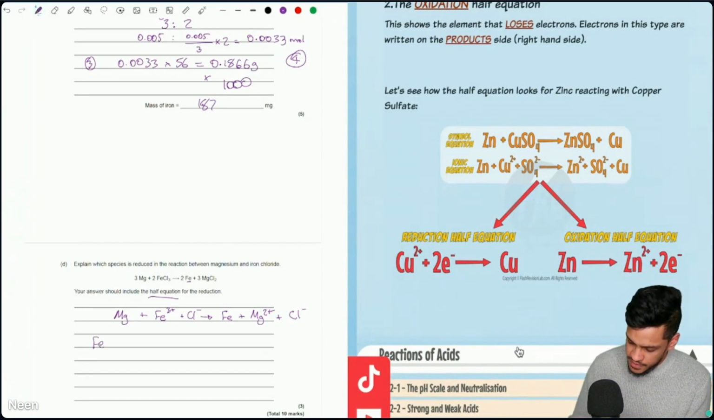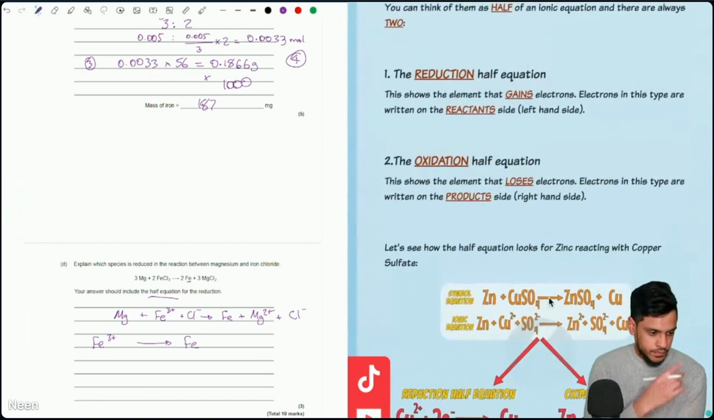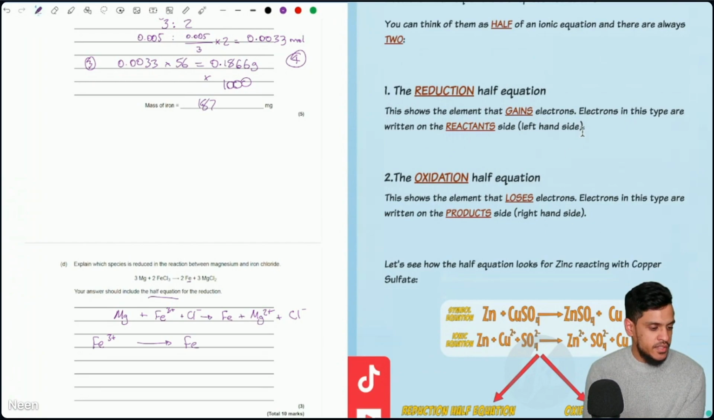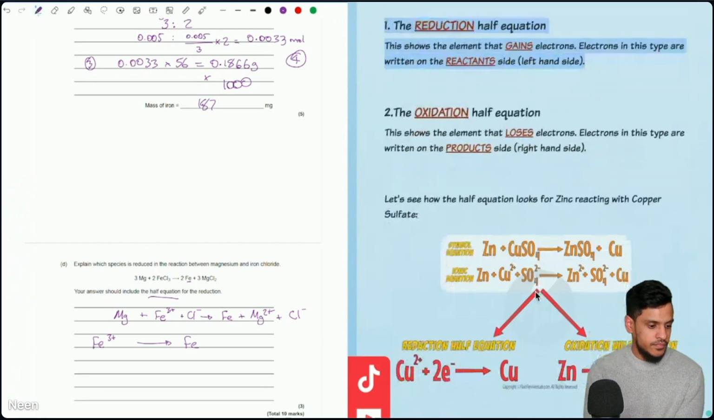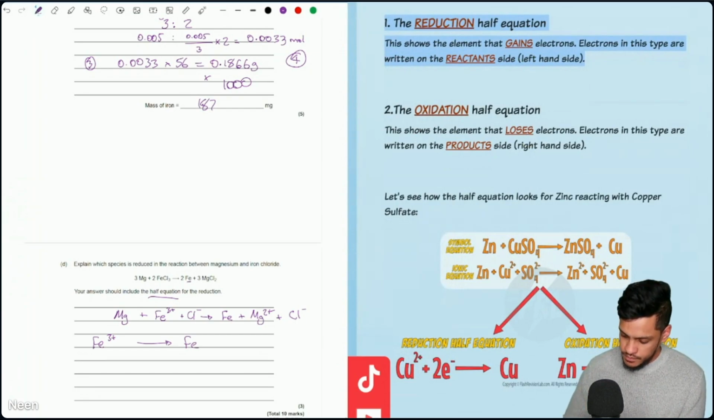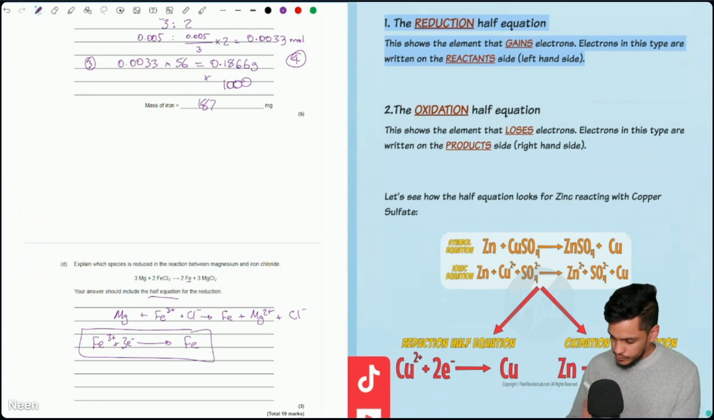You can see here the Fe3 plus is turning into Fe. In these ones, the electrons need to be on the left-hand side, because this is a reduction reaction. Reduction is the gain of electrons. So to get from Fe3 plus to Fe, you want to add 3 electrons. That's the half equation. That's reduction because it's gaining electrons.